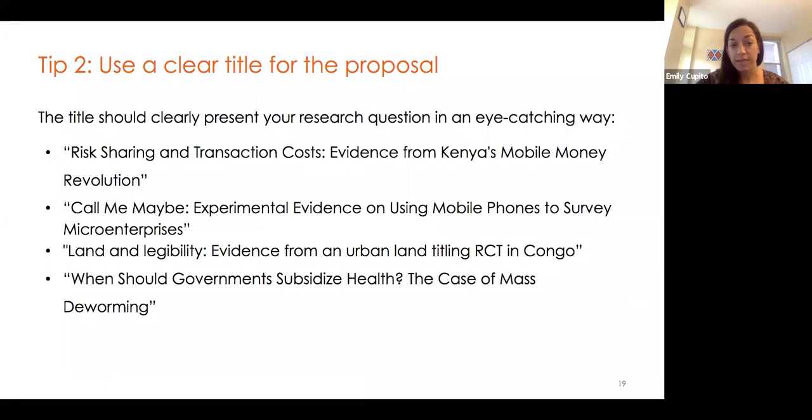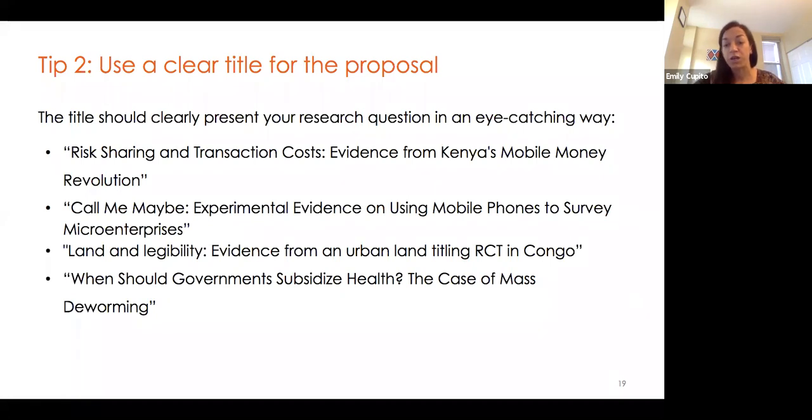Great. The second tip is to use a clear title for your proposal. We've shared some titles that we've liked, that we've seen as the DigiFI initiative here. You'll see that many of them are very catchy. Remember that your title is the first time that the reviewers will engage with your work. So it's a great chance to make a very good first impression, and to be clear about what you want to do.